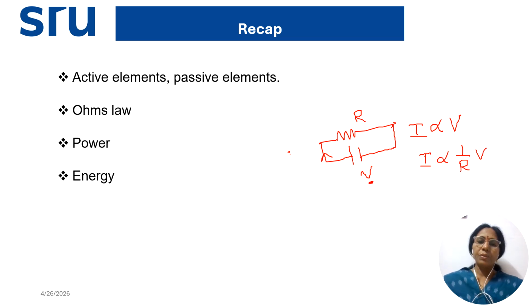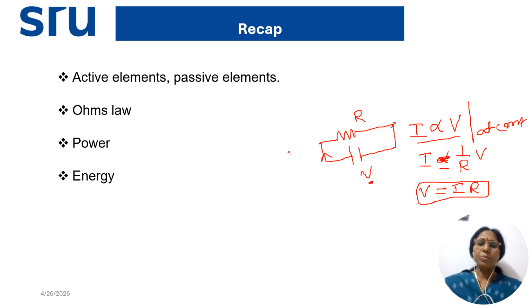Okay. So from this we can write V equals to, if I do cross multiplication, this is equals to the proportionality constant. So finally V equals I into R. This is your final derived equation of Ohm's law. But what does Ohm's law state? Provided at constant temperature, current through a conductor is directly proportional to the applied voltage. And here R is the resistance of the conducting material.